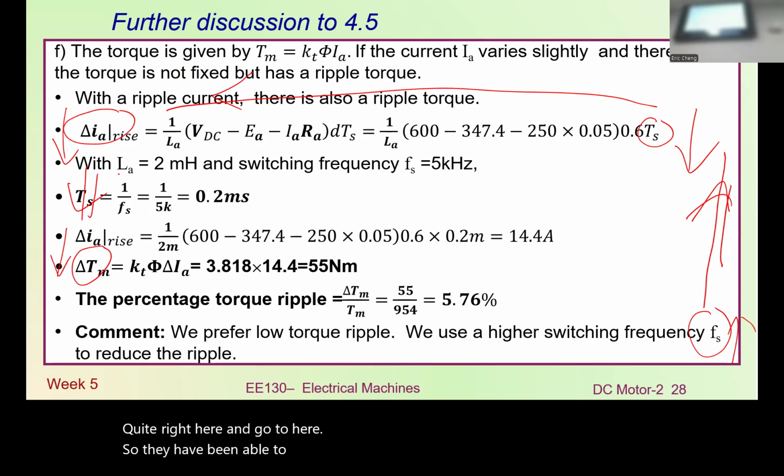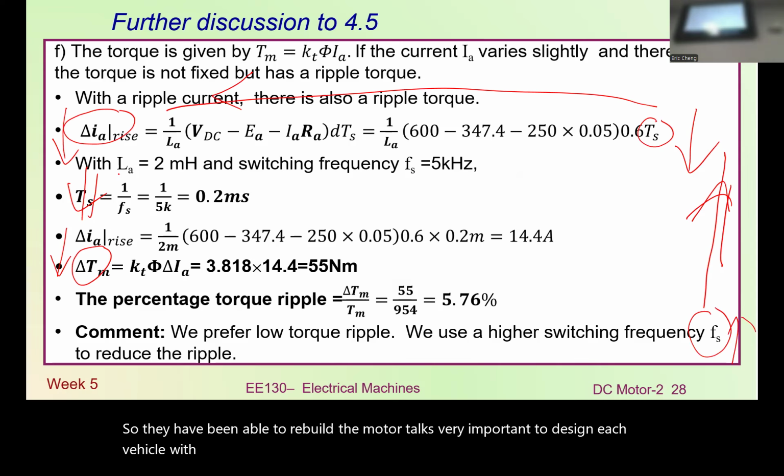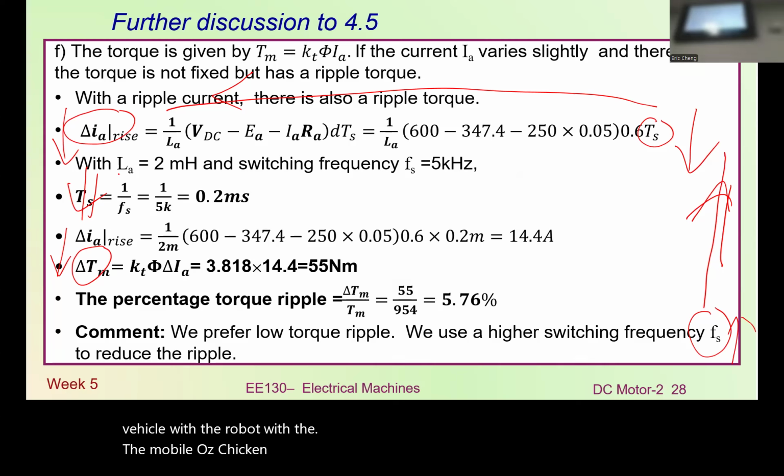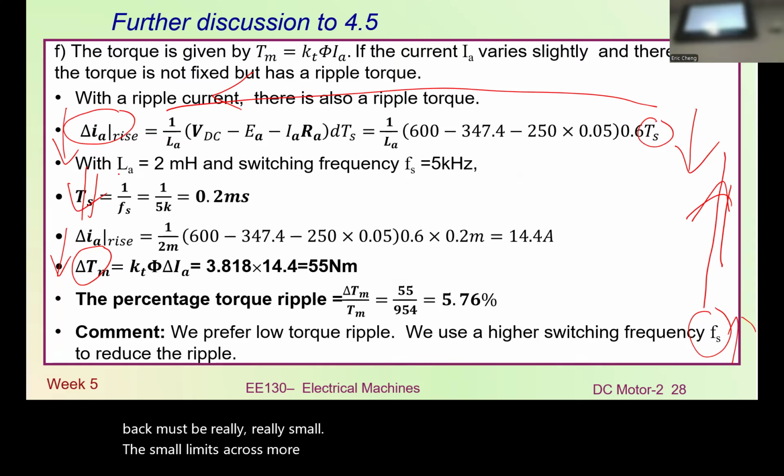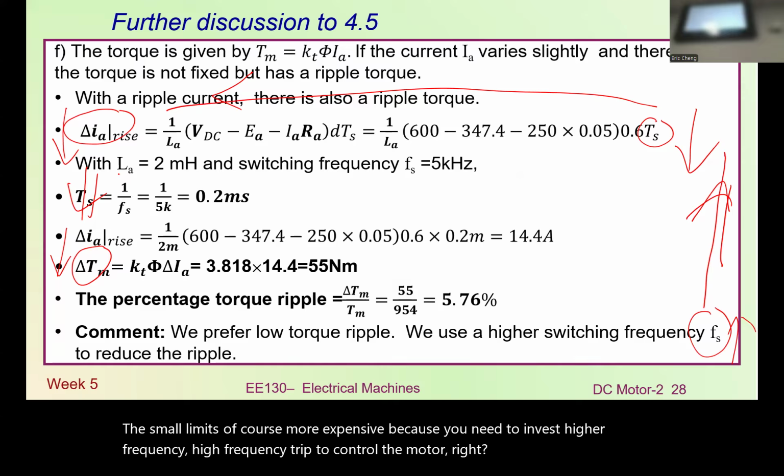Very important when designing an electric vehicle or a robot: with the motor arm shaking, it's impossible. You can't do any motion. So we need to ensure the ripple is really, really small. The smaller it is, of course, the more expensive, because we need to invest in high frequency. We need a better chip, a high frequency chip to control the motor, right? So that's the consequence. Any question?